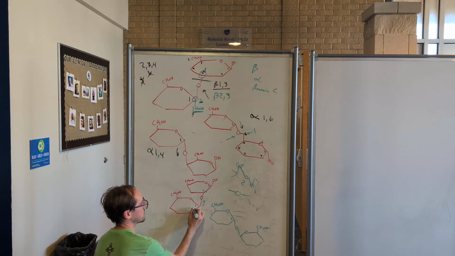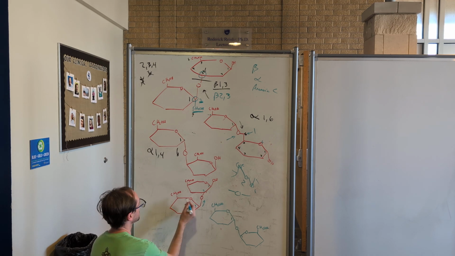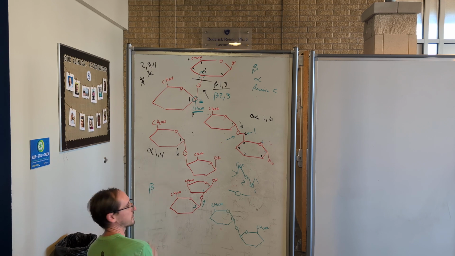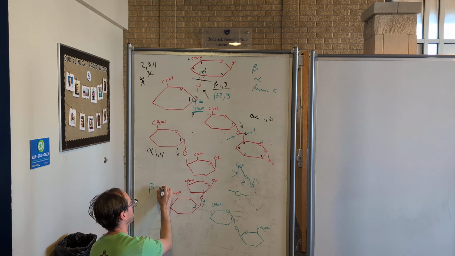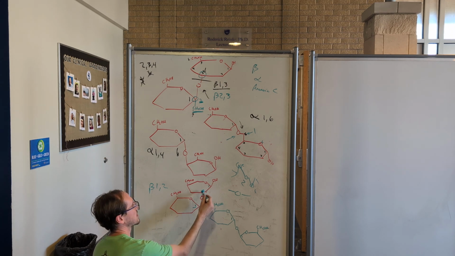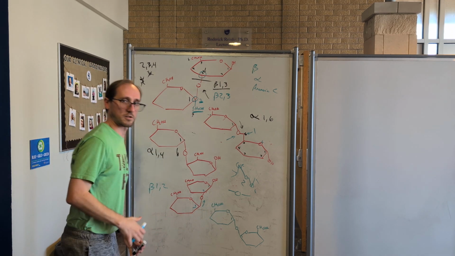Because you always use your anomeric carbon, number 1, to determine whether it's alpha or beta. So it's going up, so what is it? Beta. Or I'm sorry, beta 1,2. And then it's a beta 1,2. And all that's talking about is this linkage right here, this glycosidic linkage.